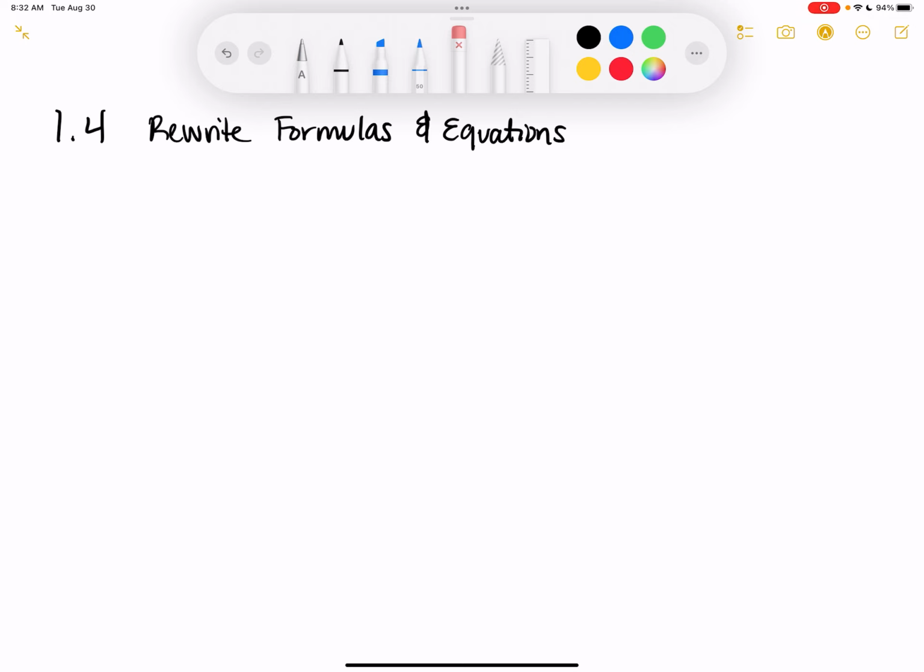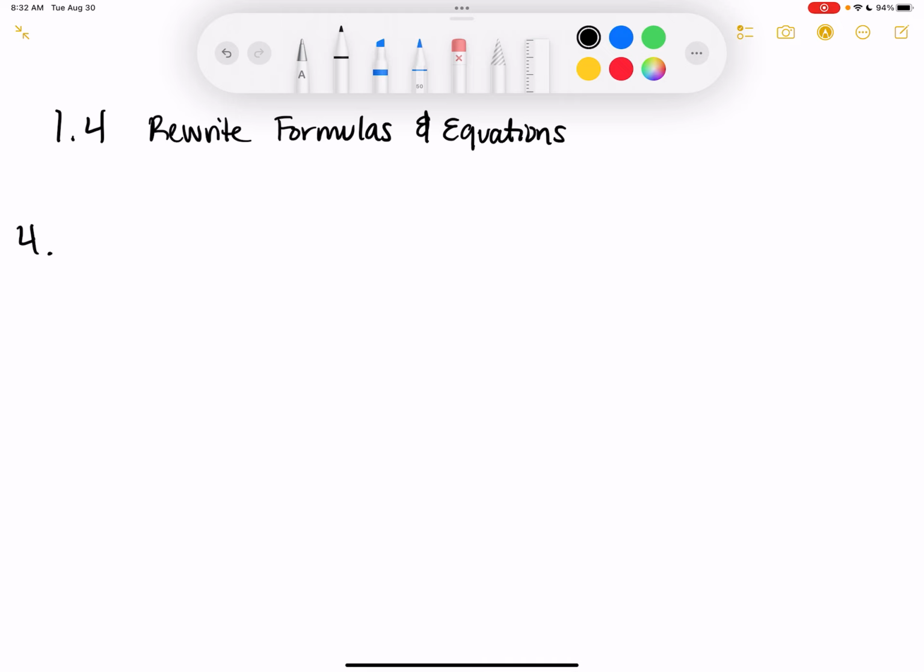All right, so the first one says to solve the formula for the indicated variable, then use the given information to find the value of the variable, okay? So you have to do both parts. You have to first solve for whatever it wants you to solve for, then you can plug the other information in to actually get the value of that variable.